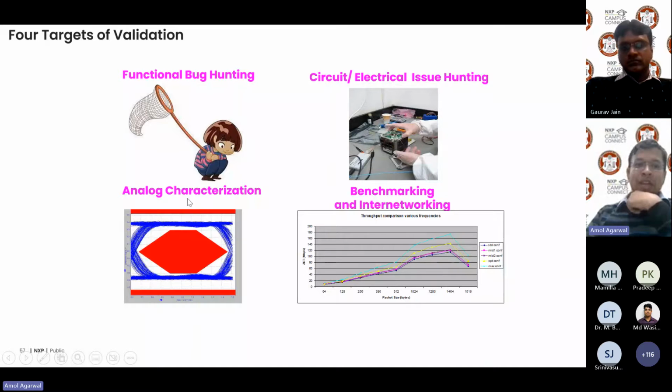Then you also do analog characterization. This is like an eye diagram. Suppose you have a high-speed DDR interface. You boot up your chip, you try to read and write from an external memory through the DDR interface, but are you getting the right waveform or not? All those analog characterizations are part of your validation, and then you are also doing benchmarking and interworking.